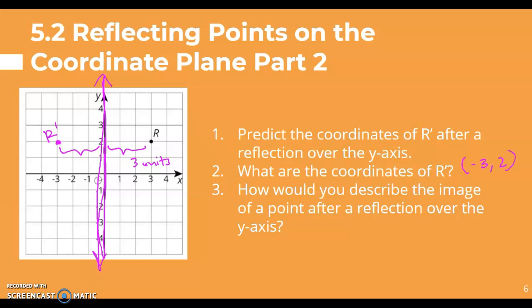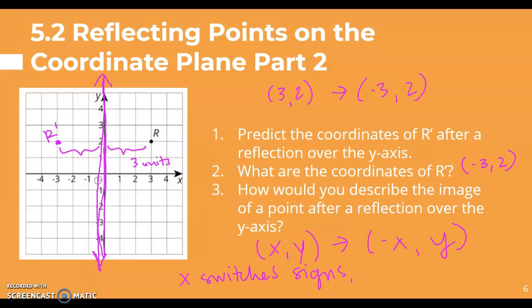So we can see when we compare the ordered pair 3, 2 to -3, +2, I can see that it's my x values that are changing sign and my y values stay the same. So (x, y) becomes (-x, y). So x switches signs and y stays the same.